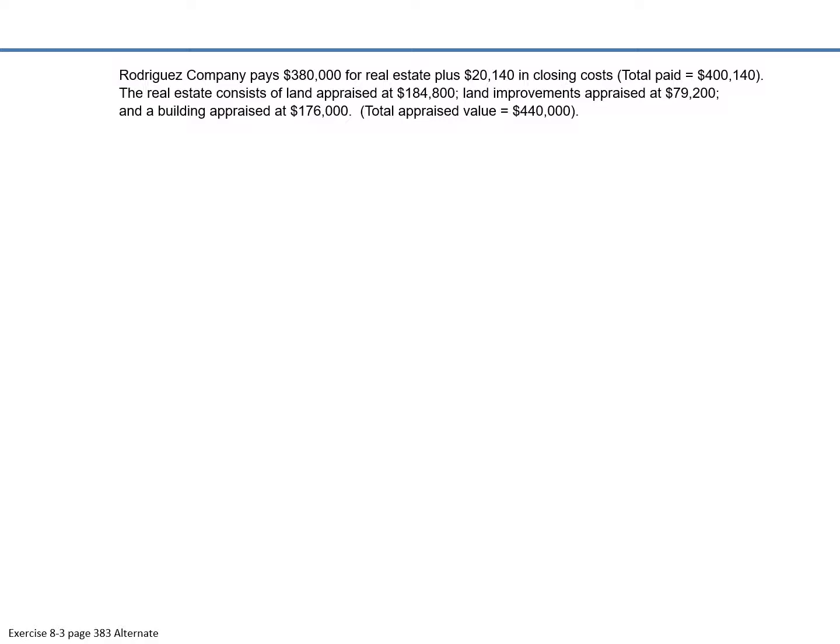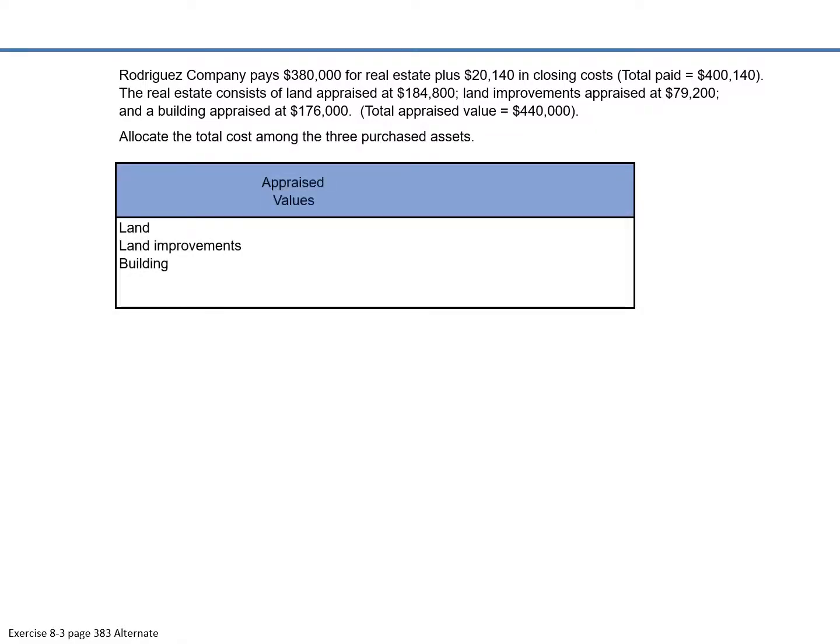All right, so our appraised values are 184,800, 79,200, and 176. They're all up in the problem. Take each as a percentage of 440. So 184,800 divided by 440 is 42%. 79,200 divided by 440 is 18%. 176 divided by 440 is 40%.